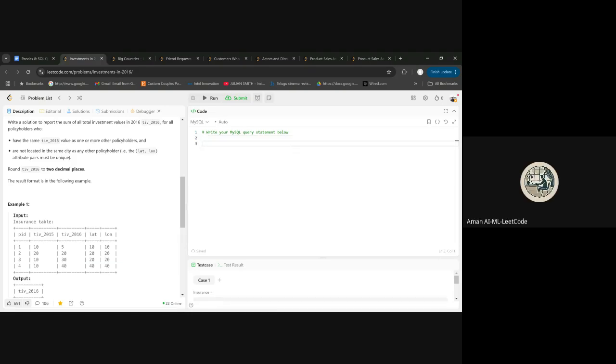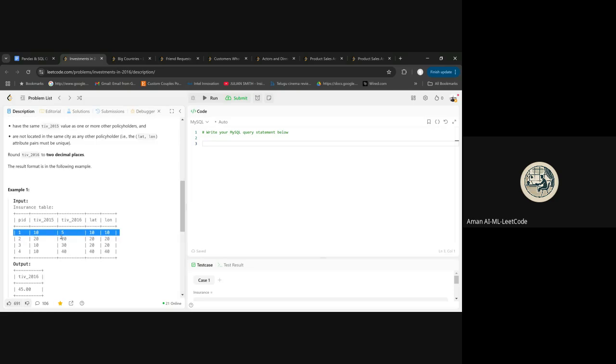Okay. So before doing the summation, let's try to separate it, right? Summation obviously is going to give us the answer, so let's try to separate it. The first condition is saying that this TIV has to repeat. So that means our TIV 2015 has to be present in, it has to be repeated, right?